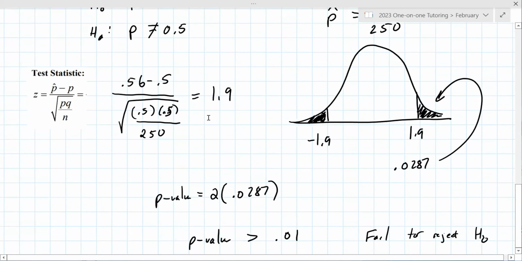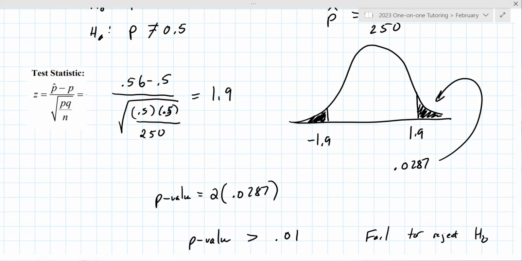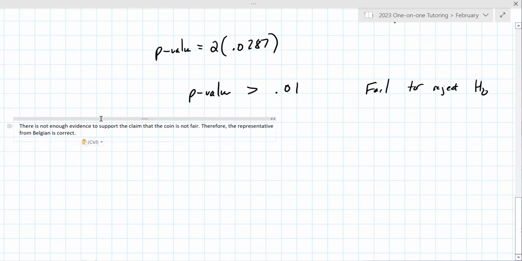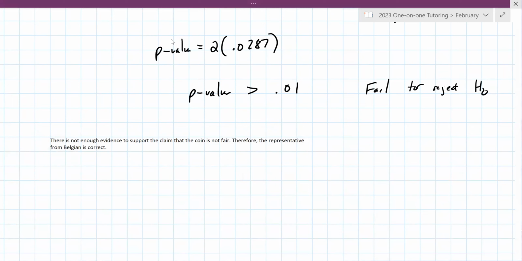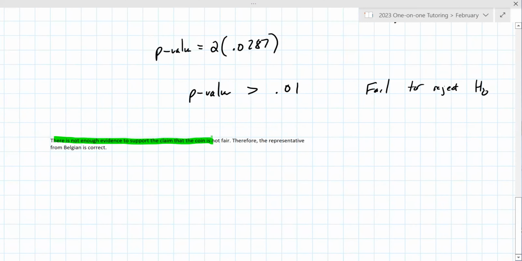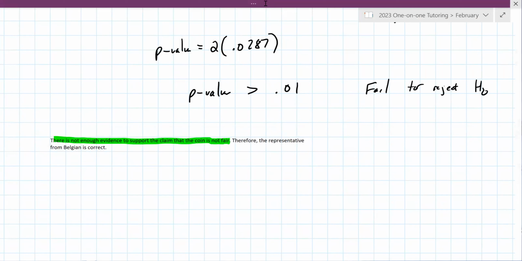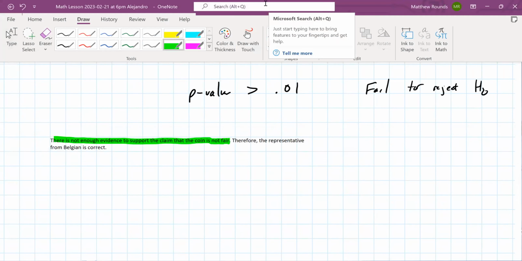Usually they want a sentence. This is what they wrote in the problem: therefore, the representative from Belgium is correct. So that would be the answer. The teacher wants the first part for sure: there's not enough evidence. And then next is kind of an interpretation sentence. It's up to you if it says interpret the value. Okay. Cool, it's starting to come back a little bit.